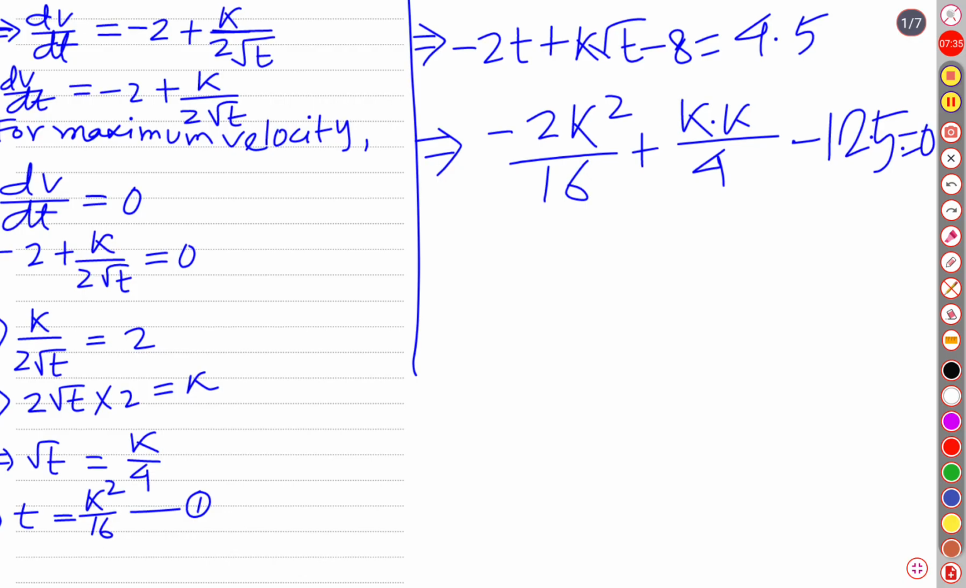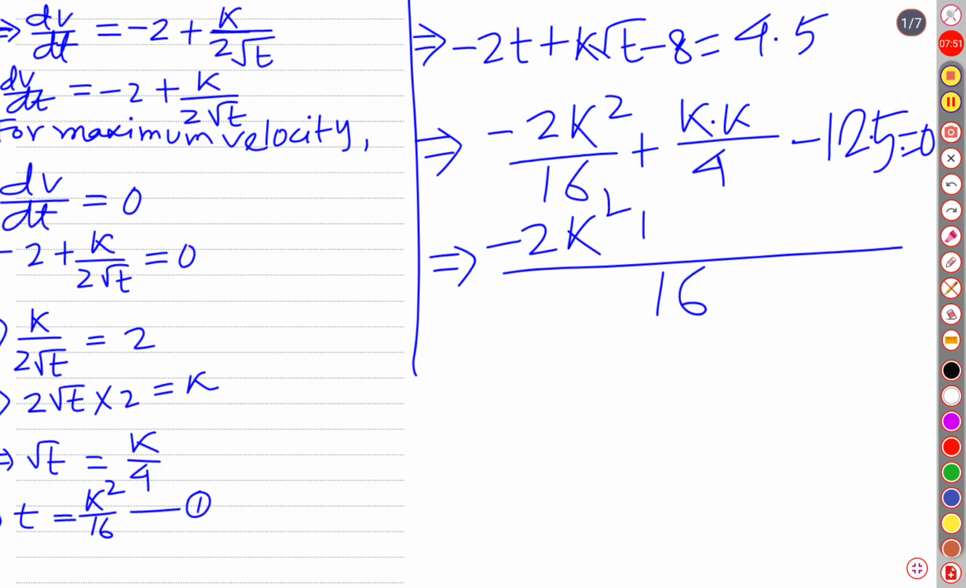Well, then how can we simplify this? Here 16 is the LCM. So if we multiply every quantity by 16, it is going to be minus 2k squared plus k squared minus, 16 into 12.5 is 200.